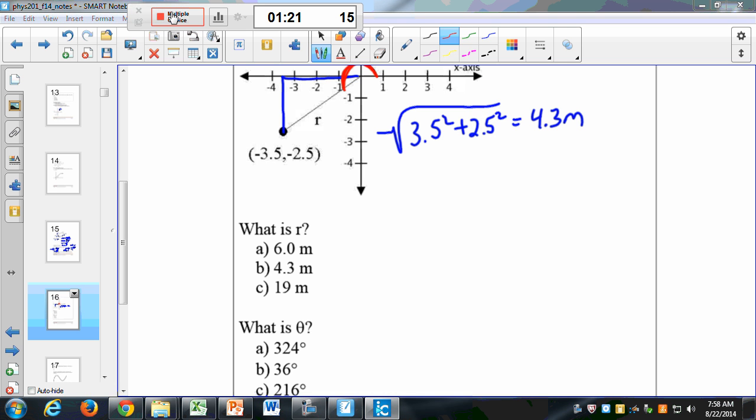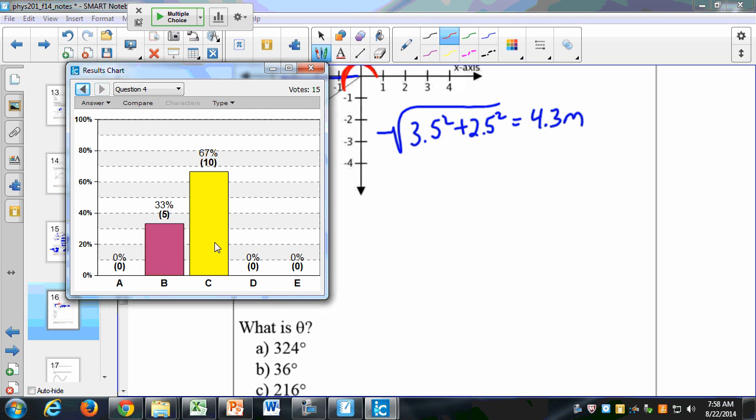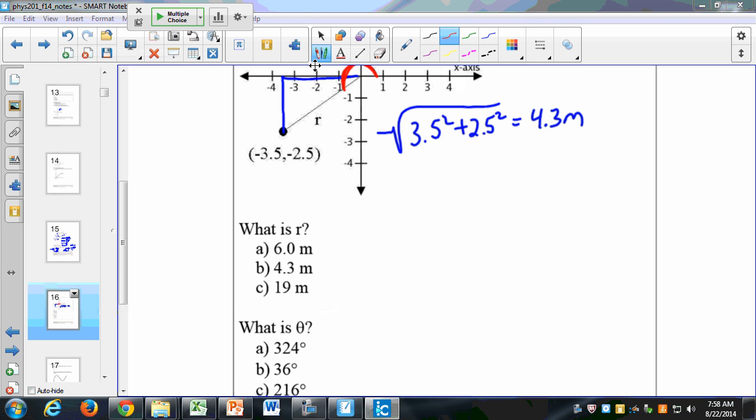Just a few more seconds. I'll stop at 125. Looks like everybody's in. You're right. C is the right answer. Let me show you the hard way to do this, which is the way most of you did it, I think. Here's my triangle. This side is 2.5. This side is 3.5. This is an angle, I'll call it phi. This angle is not theta, right?